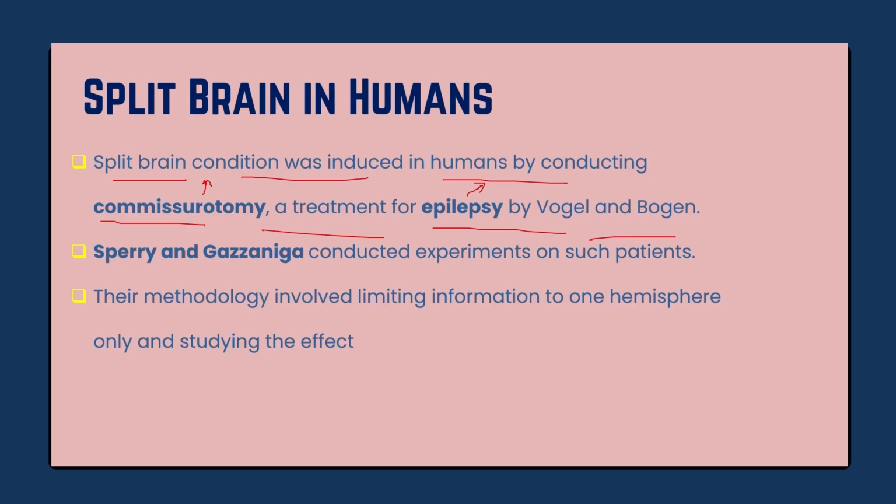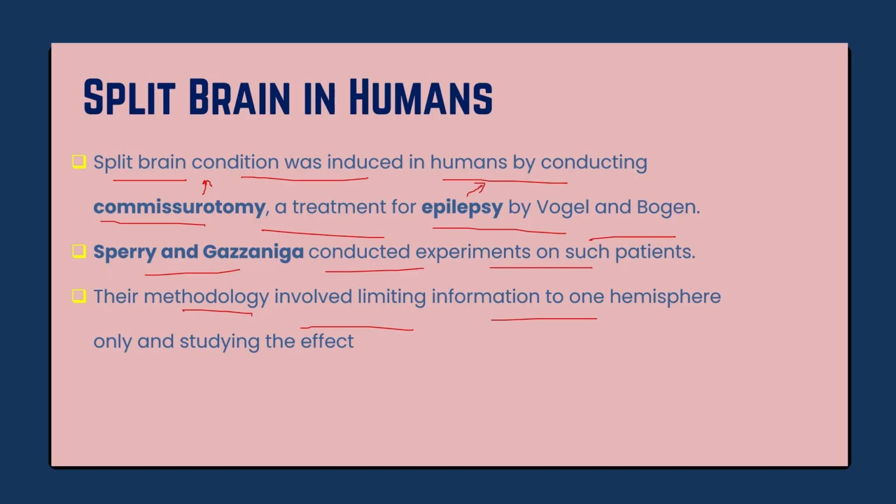Now, these surgeries were life-changing for patients suffering from intense seizures, but they also created a unique opportunity for scientists to study how the two hemispheres function independently. And this chance was used by Sperry and Gazzaniga. They conducted experiments on such patients. Their methodology involved limiting information to one hemisphere and studying the effect of it.